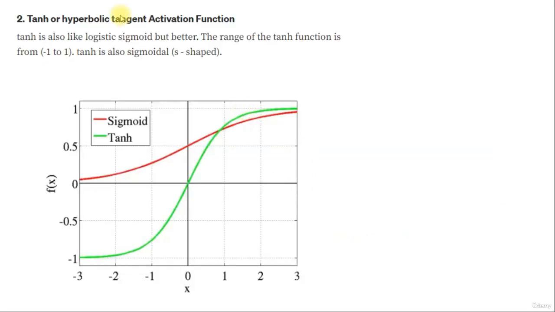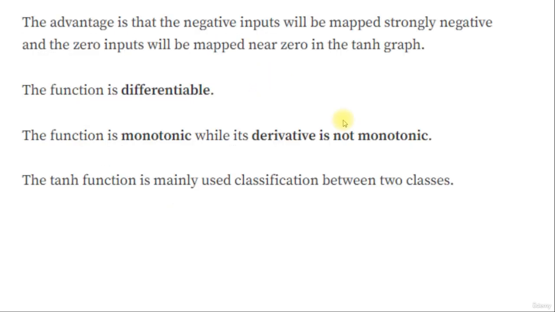The next is tanh, or hyperbolic tangent, activation function. Tanh is like sigmoid but better. The range of the tanh function is from -1 to 1. Tanh is also sigmoidal, or S shaped. So these are the two curves. The red curve is for sigmoid and the green curve is for Tanh. The range of Tanh is slightly different. Sigmoid existed between 0 and 1, but for Tanh we have a range of -1 to +1.